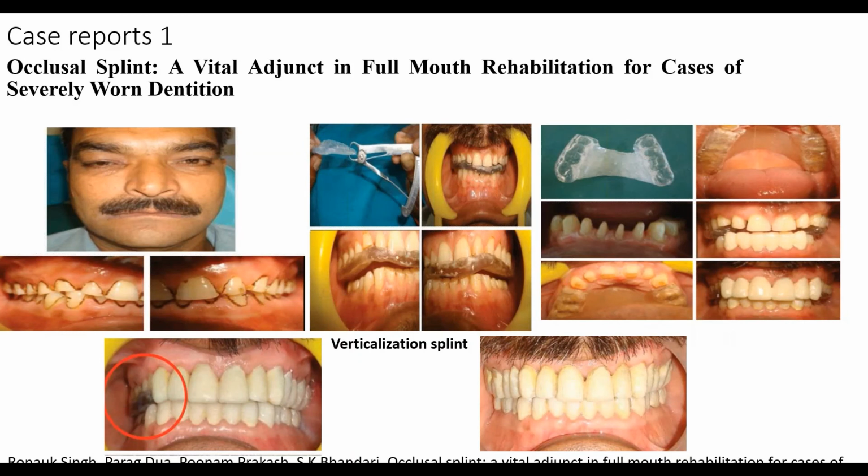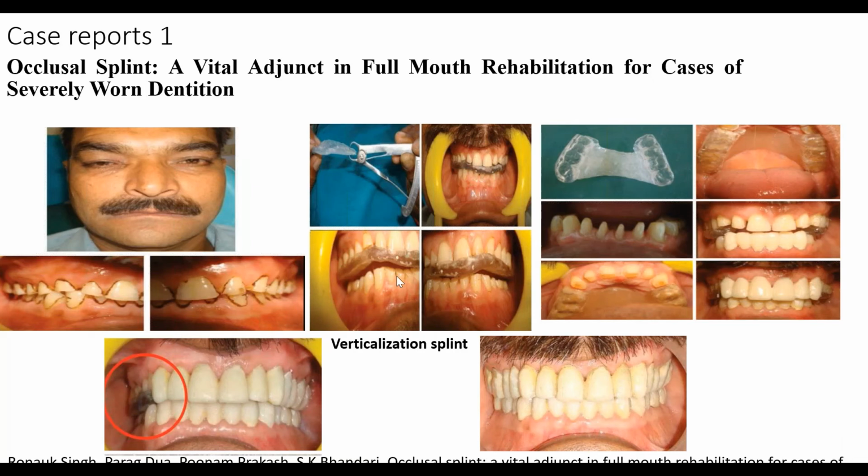So coming to the case report, in this case report we can see the patient came to the clinic with decreased vertical dimension. All teeth are treated. So in this case, a verticalization splint is planned first to check whether we can increase the vertical height of the patient or not. This splint can in future again be taken as a reference for increasing the height, to check how much the vertical height has increased. Now, this verticalization splint is delivered to the patient for 14 days of use.